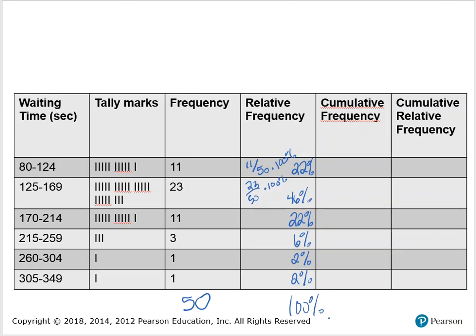Okay? So now what I can see is that almost half of the time, patrons of McDonald's had to wait between 125 and 169 minutes. So they're waiting a little bit over 2 minutes, but not quite 3 minutes. And then as a company, you would decide if that's good or not. You should have what your goals are for your company.